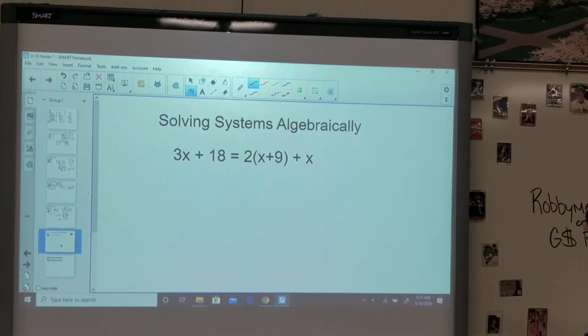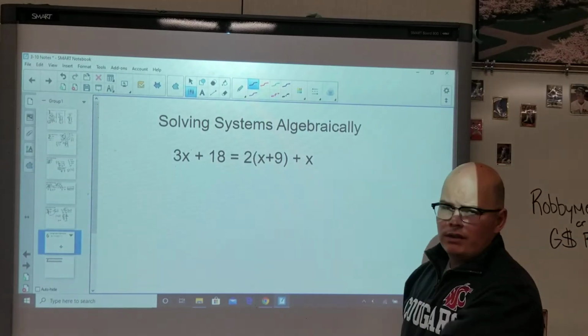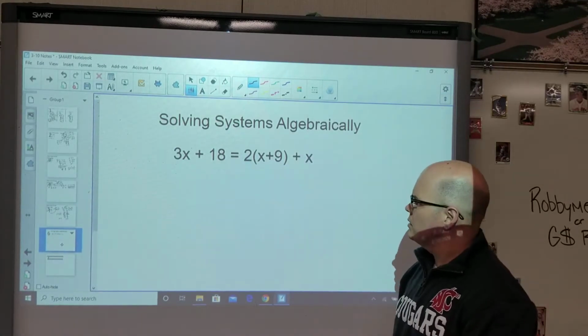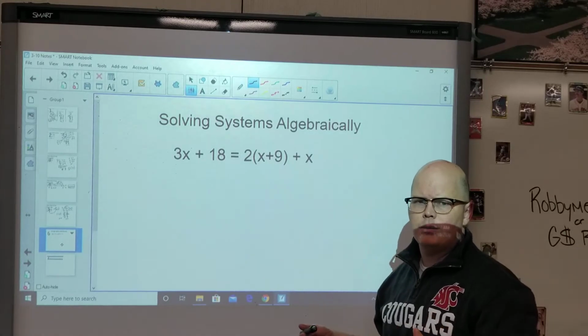And the last thing we're looking at today, guys, is what happens when we are solving systems algebraically. This is going to be right before your matching pair exercise. So this will help you get through these by explaining what it means.